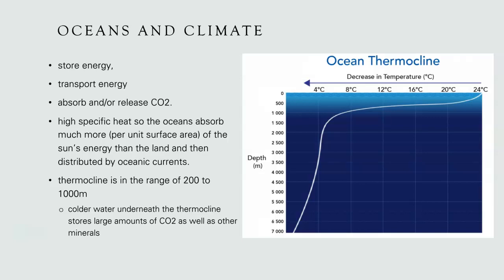Oceans also have a thermocline in them, which separates the warmer surface water from the cooler, dense, deeper water, and that can be from anywhere between 200 to 1,000 meters. And the thermocline is especially important when talking about climate because the cool layers of the oceans are able to store carbon dioxide and other minerals, which is a form of sequestration essential in the carbon cycle.